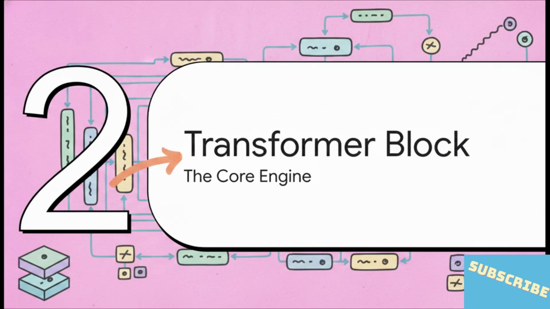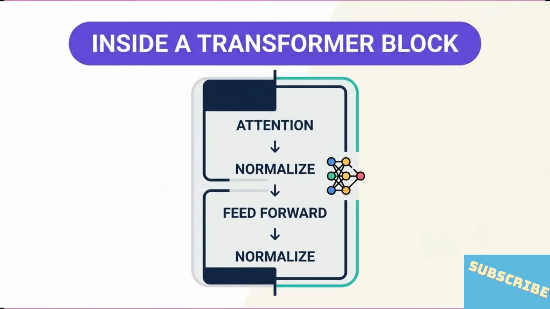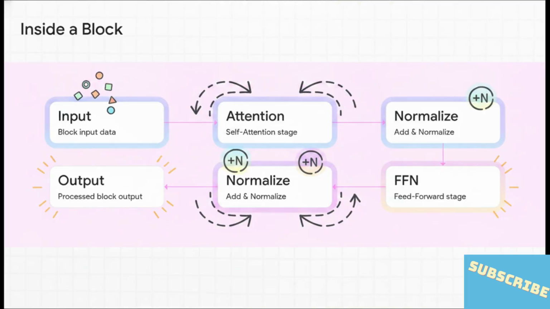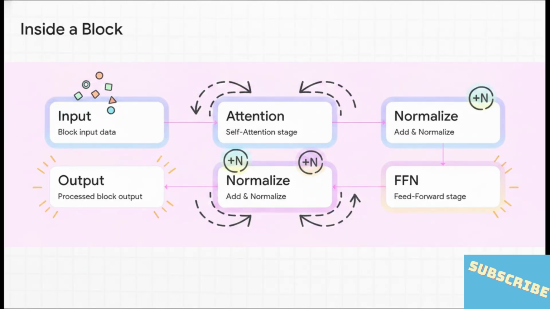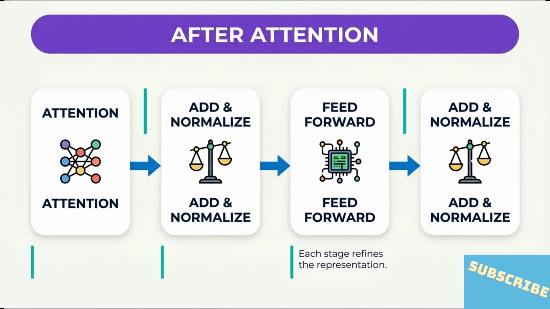Section 2. Inside a transformer block. Zooming in on the core engine. Now that we have the macro view, let's look at this progressive flow. A simplified transformer block contains 2 major processing stages. You have your input, which flows into the first major stage, multi-head self-attention. After that, we hit a stage called add and normalize before flowing into the second major stage, the feed-forward network, which is then followed by another add and normalize stage, finally giving us our output.